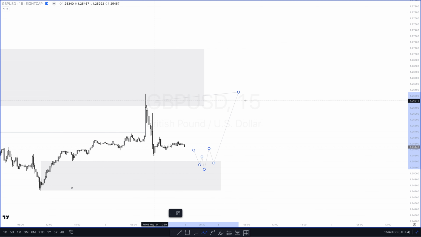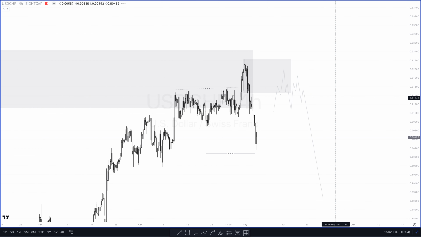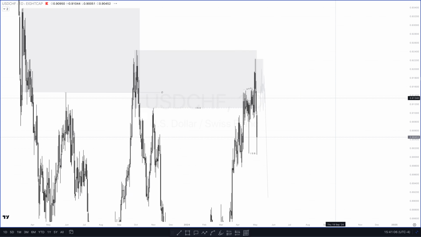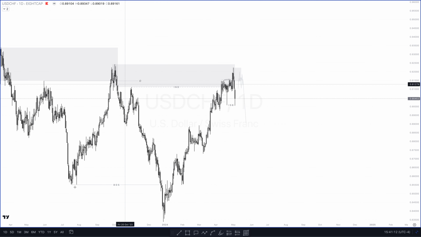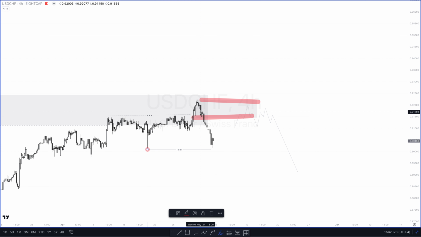Dollar Swiss, big sells on this one. Reacting to this higher time frame supply here, taking this inducement. This is the extreme that broke the structure here. 4 hour, very evident that we've swept these equals, tons of liquidity residing here. So we get this new supply zone that breaks this, right? We get our internal structure break.